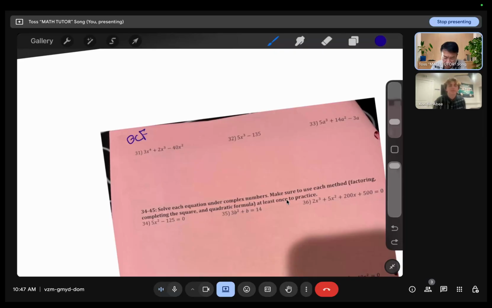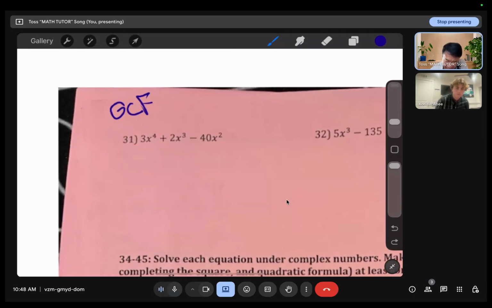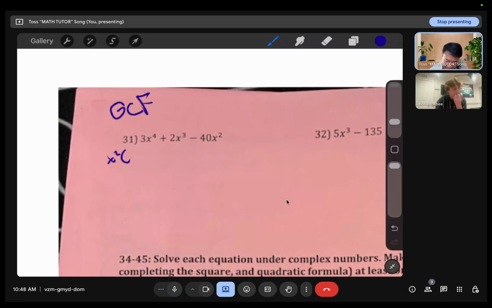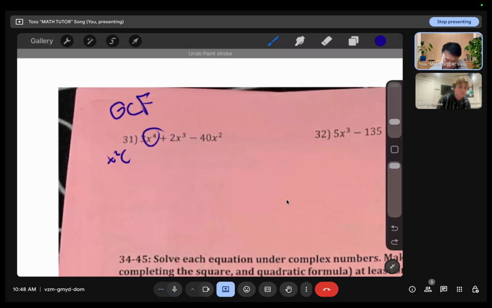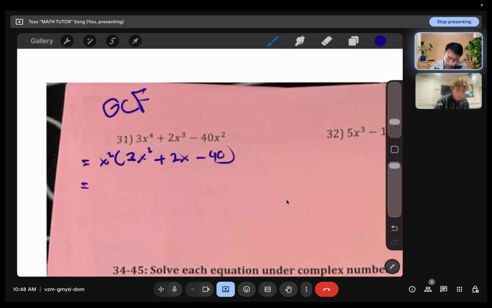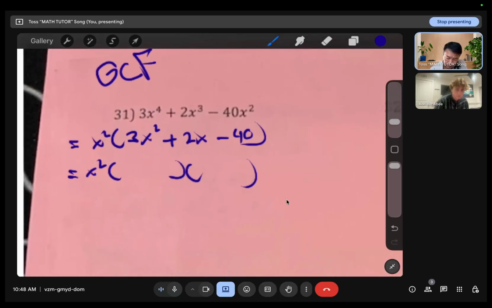This one, you can see that you do have it. So what is it? Well, the number, nothing. You cannot pull anything out. But you can pull out the x squared, because x squared can be divided into all of this. So pull out the smallest of the powers, which is x squared. And then you think, x squared times what will give you all of this back? 3x squared plus 2x minus 40. I hope you're okay. And then continue on carrying the x squared as part of the factors. So continue factoring it the way we were doing it.